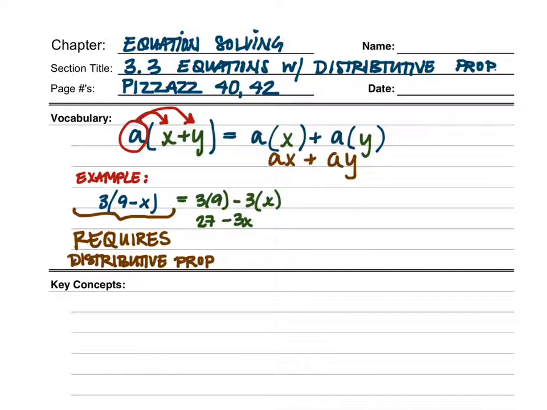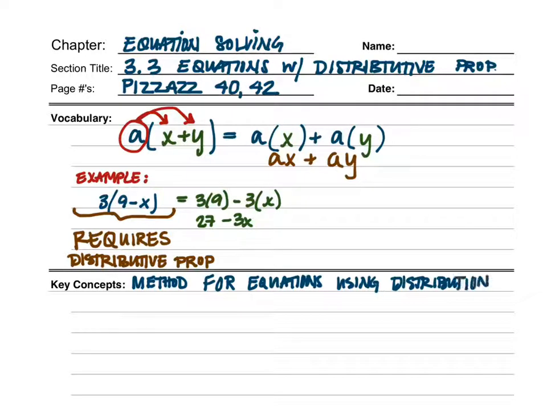So let's take a look now at the key concepts, and let's talk about a method for equations using distributive property. So add that title. Again, the title is the method for equations using distribution. And we're using the distributive property when we're talking about that.